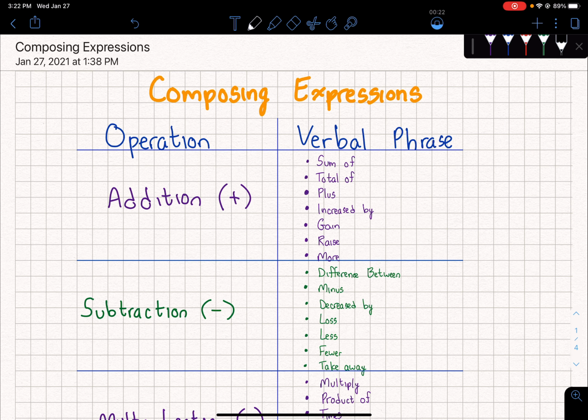So as you can see, I have a list of verbal phrases that translate to operators, and we're going to run through these really quickly. These are key words you're going to see in your word problems that are essentially going to tell you which operator we're going to need to use. Sum of, total of, plus, increased by, gain, raise, or more. Those translate to using addition.